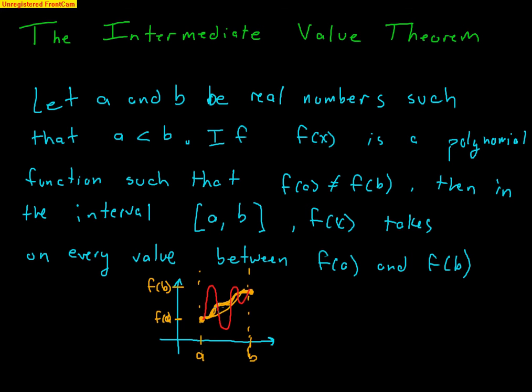Now, this may seem like a dumb theorem, but it's really, really important to understand that if you have a polynomial function between two values, a and b, you are continuous, which means that the function takes on every value from a to b. There's no gaps, there's no jumps, there's no skips. The function's continuous from a to b. That's what the intermediate value theorem tells us. We'll talk more about that in class.